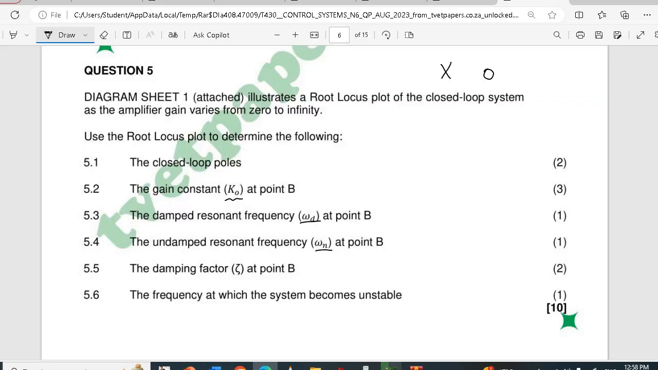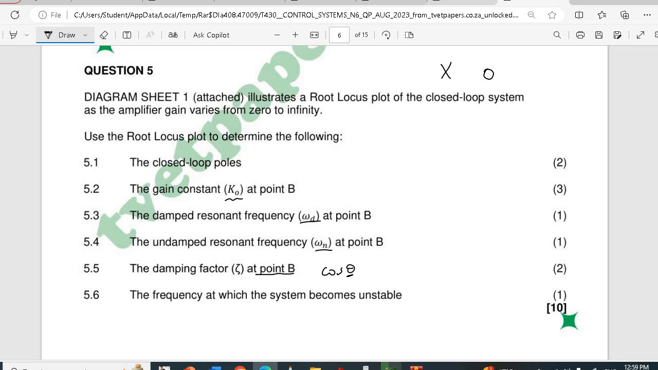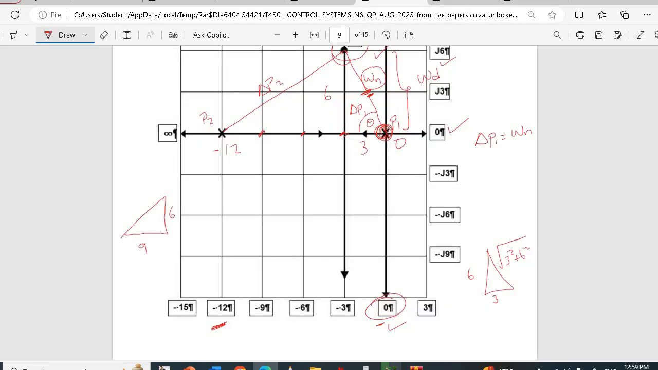What could they want? Damping factor. How do we get damping factor? It's cos theta, so we need the angle first. So you're going to come here and say damping factor from the formula sheet is cos theta. So you must say cos of what angle? They want you to measure the angle, but remember guys, I said these things are not drawn to scale. So this angle, this triangle is this one. So you are going to use the tan method to get that angle.